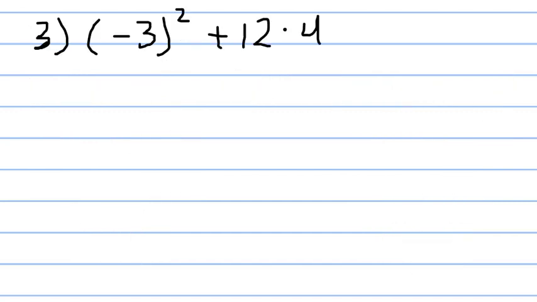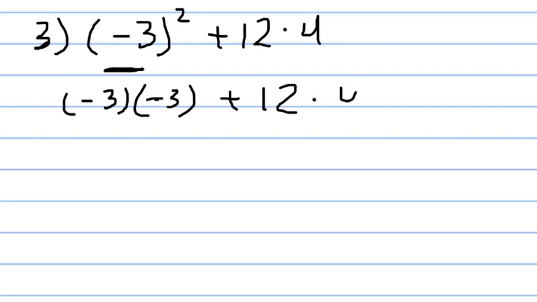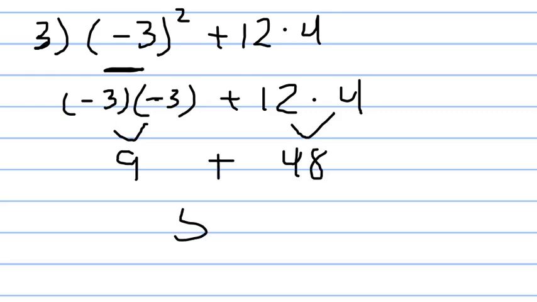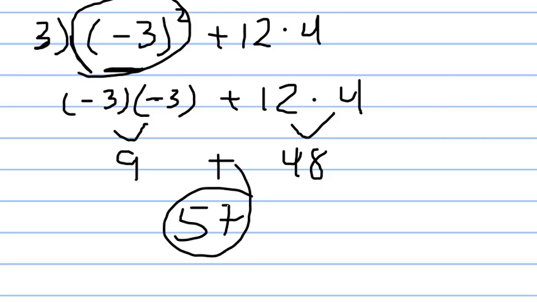Okay, last expression. This time, remember, we needed to watch parentheses. My base in this expression is negative 3. So I'm going to have negative 3 times itself 2 times because it's negative 3 squared. Okay? And then I'll bring down the rest of my expression. So I'm going to multiply negative 3 times negative 3 and get 9. I'm going to multiply 12 times 4 and get 48. And then I'm going to add those two together, and I get 57. Be careful with your negative numbers squared. You have to watch and see if they're in parentheses or not.